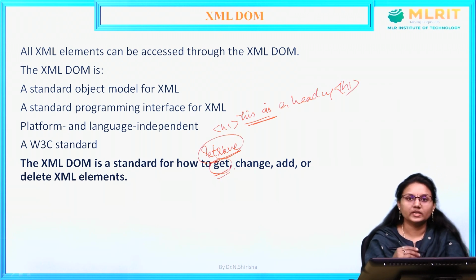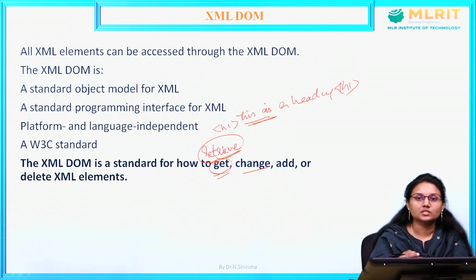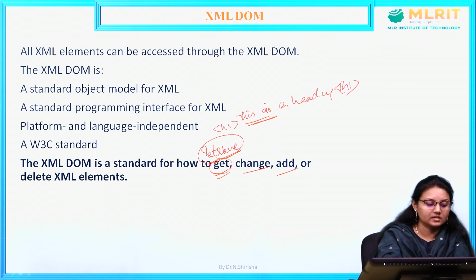So getAttribute, getElementById is a method you are using to retrieve the content. Also getElementsByTagName you are using, so you can change or you can add or delete. Anything you can do by using this XML DOM.